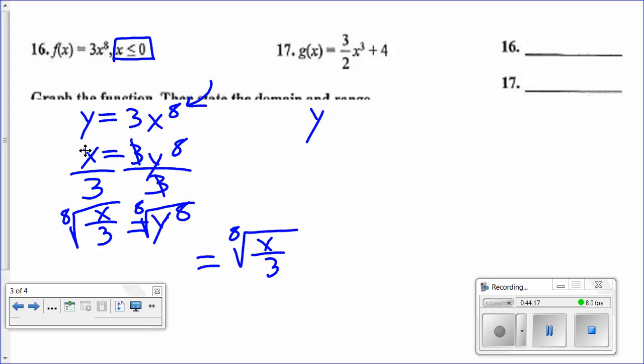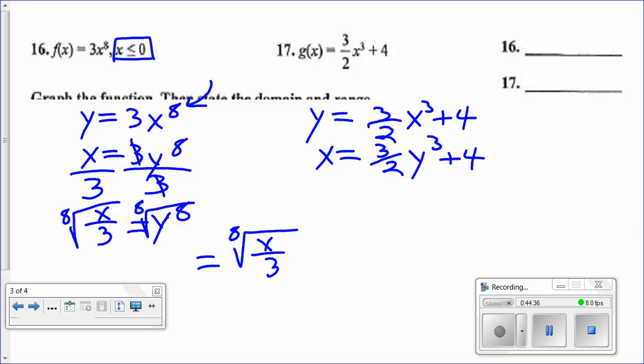We'll go to 17. We'll just go ahead and replace g of x with y. Looks like 3 halves x to the 3rd plus 4. We swap x and y, so x equals 3 halves y to the 3rd plus 4. If we're going to isolate this y, let's go ahead and subtract 4 from both sides. So minus 4, so we have x minus 4 equals, this cancels out, 3 halves y.